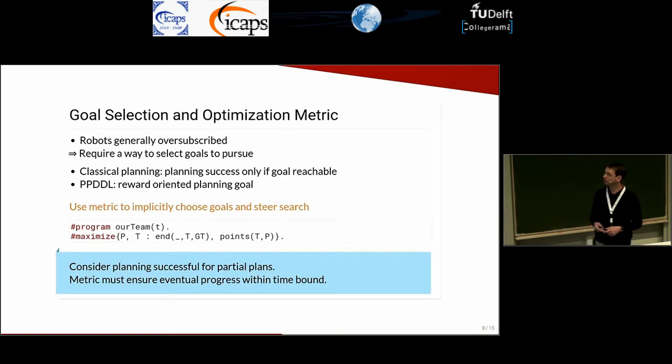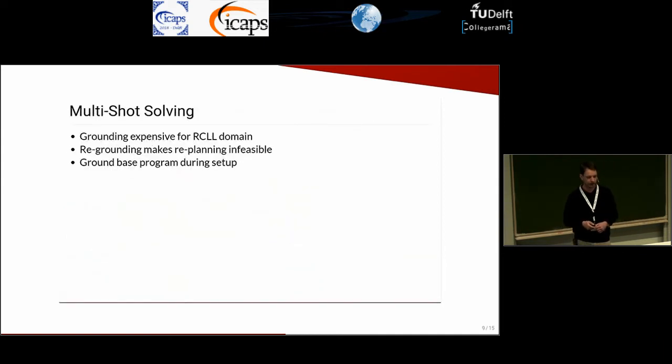So what we do is we consider the planning already successful if we only get partial plans, so we don't have to reach the final goal state. And again, the metric must ensure this eventual progress within the time bound, or otherwise we just get stalled and won't progress in our overall production. But that's easy to achieve in this domain at least. Now back to multi-shot solving.